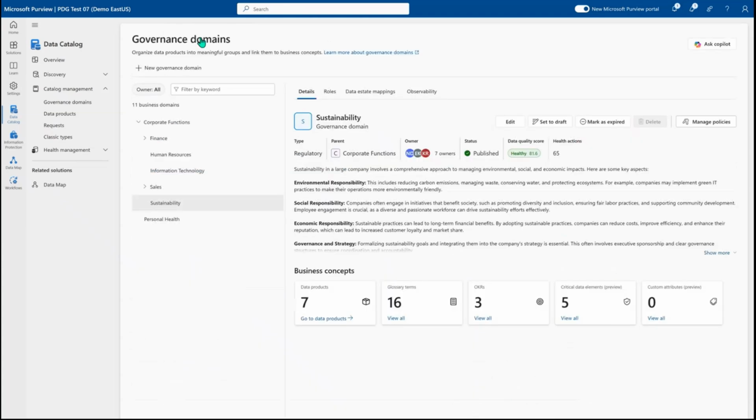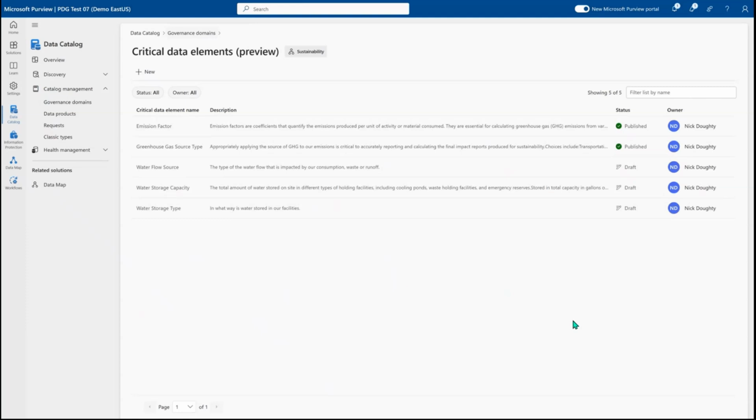Again, the OKRs will help to bring back that business value of the data so that others understand what data to prioritize. But we also have critical data elements that help to focus more on what data is most important to make sure is continuously controlled and always has consistent understanding across your entire data estate.